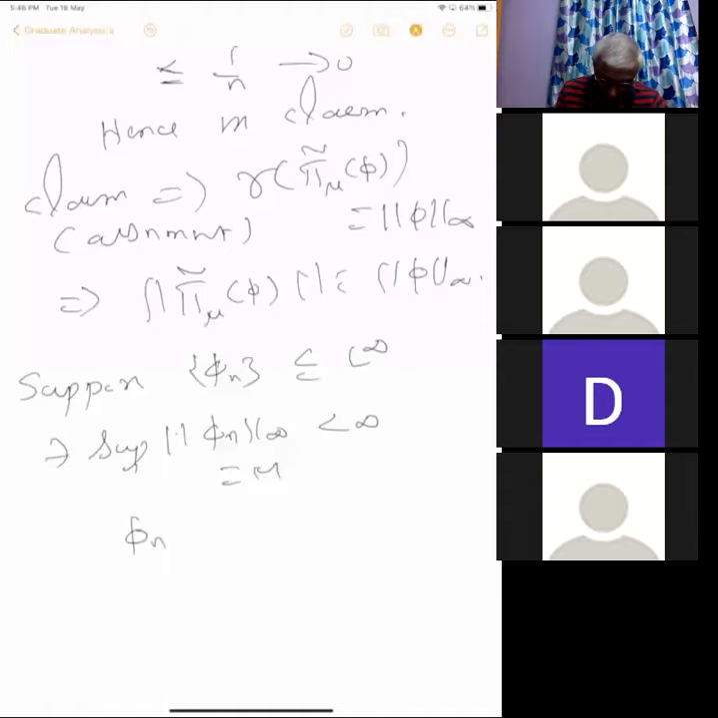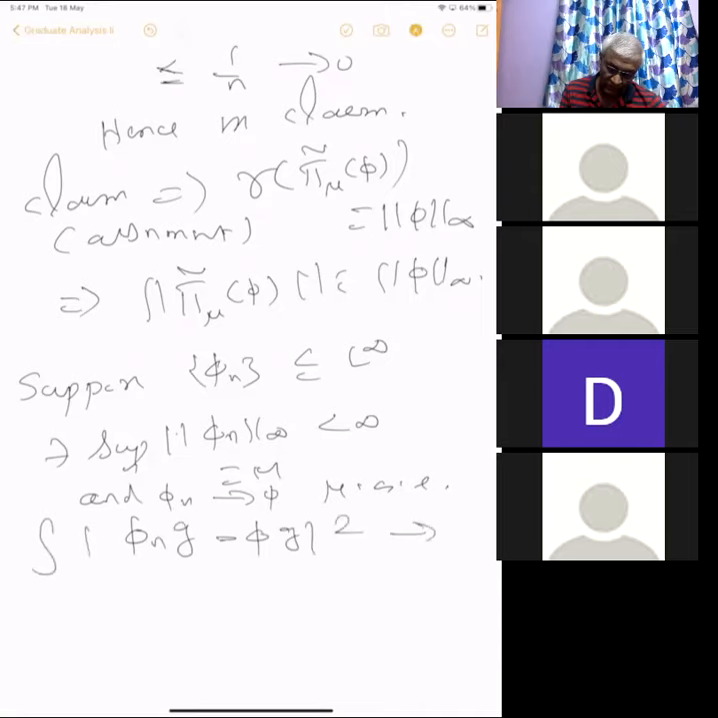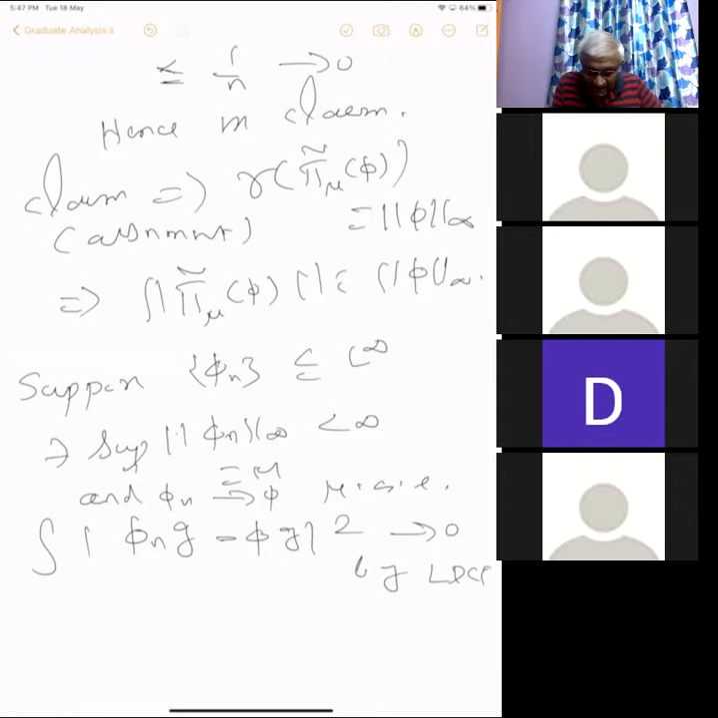Then phi_n g, and suppose phi_n converges to phi mu-almost everywhere. Then the square integral of phi_n g minus phi g converges to 0 by the LDCT. The integral of phi_n g converges to that, and it's clear. This goes to 0 by LDCT because they are all bounded by, you can take, the norm of phi infinity plus the norm of m. It's clear, this is just LDCT. Because of that, this follows.